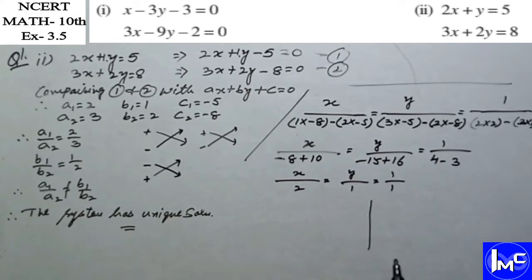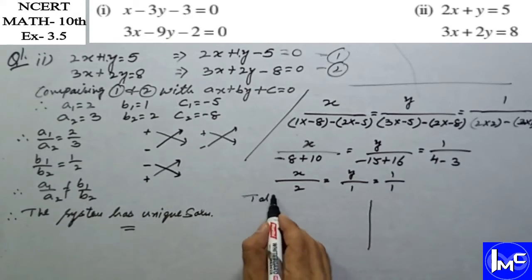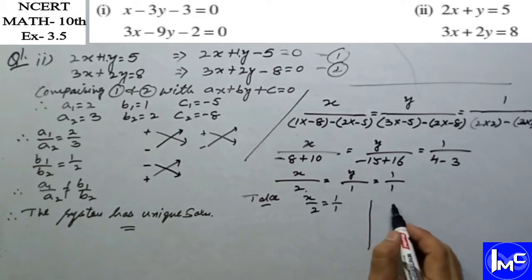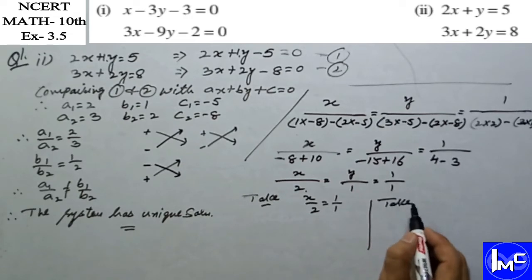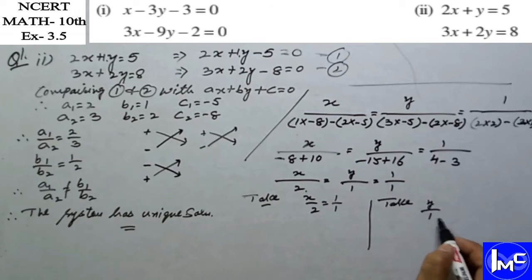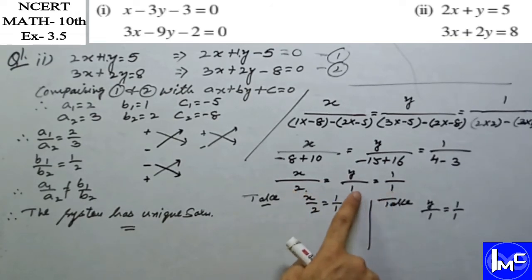Now we will take two relations, this relation with this, x by 2 is equal to 1 by 1, and here we will take the relation of y with constant, y over 1 is equal to 1 over 1. First and third, second and third.